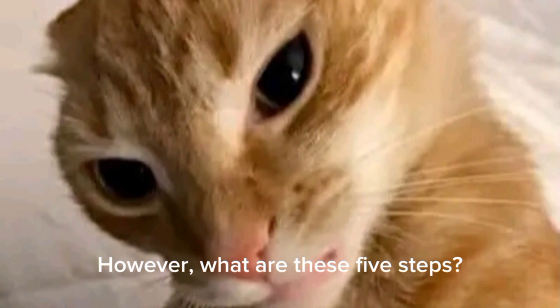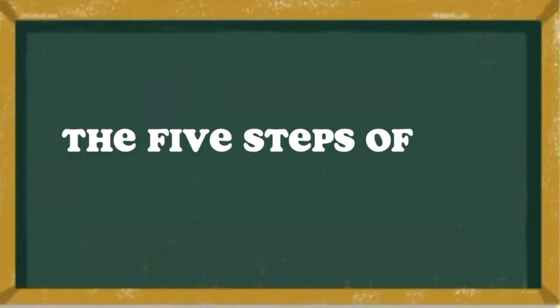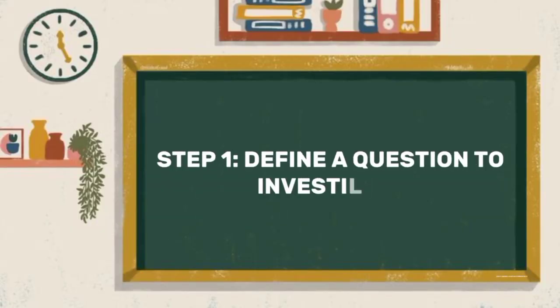However, what are these 5 steps? How does it work? How can it be applied? The 5 steps of the scientific method. Step 1. Define a question to investigate.